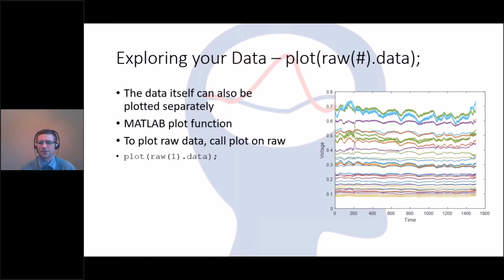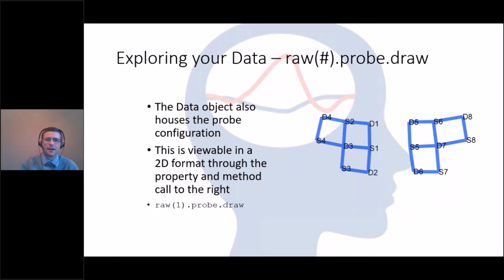So in order to plot it using MATLAB, you just call the plot function. You'd select your raw variable, which is your data. You'd select the subject number, and then you do .data, which is the data variable, which is housed within that object. And you get this lovely picture of all the channels. Again, here we could select the channel number if we wanted to only view a handful of channels or just one.